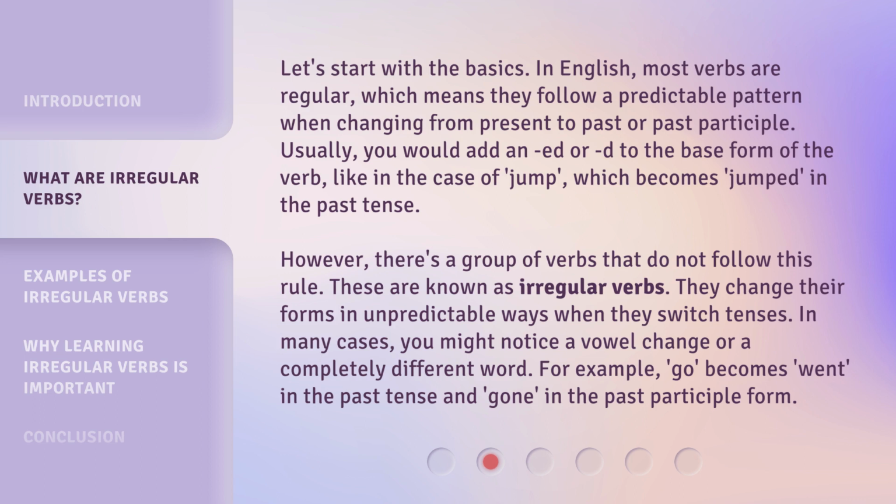However, there's a group of verbs that do not follow this rule. These are known as irregular verbs. They change their forms in unpredictable ways when they switch tenses. In many cases, you might notice a vowel change or a completely different word. For example, go becomes went in the past tense and gone in the past participle form.